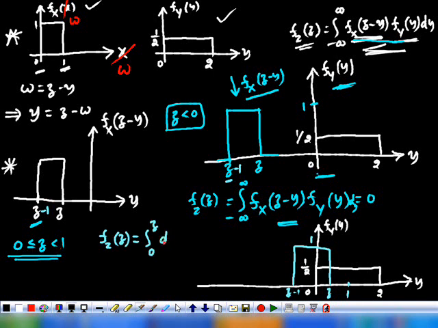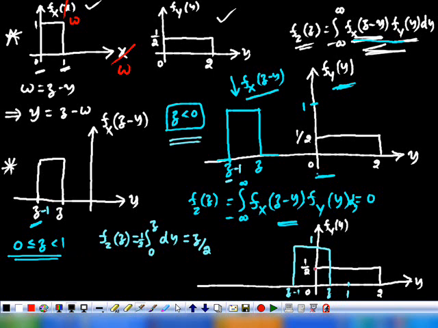It is dy. And what is the value of this? This is equivalent to z. Already 1 by 2 is there outside, so it is z by 2. So therefore fz of z is equivalent to 0 for z less than 0, and fz of z is equivalent to z by 2 from 0 to 1.